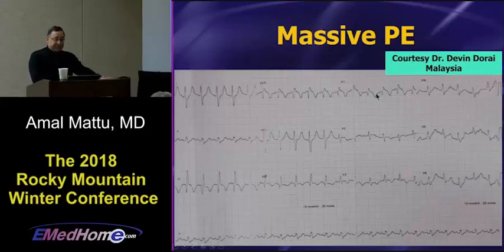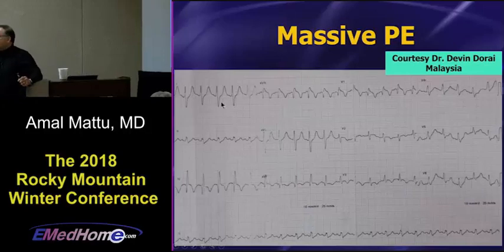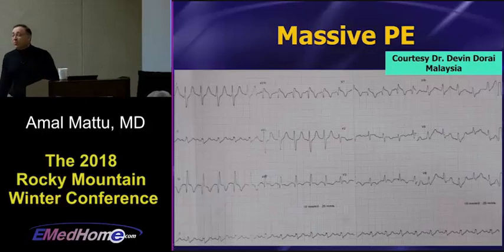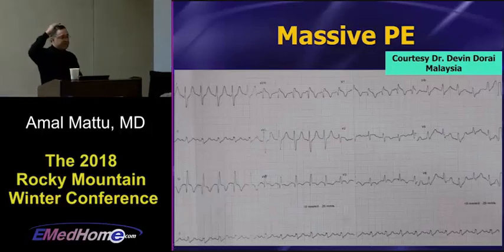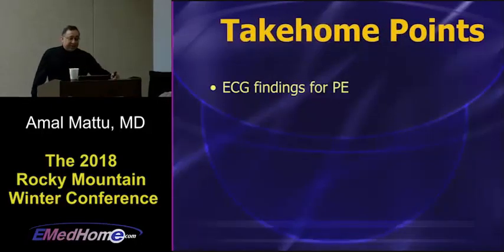Here's another beautiful case. ST elevation in V1, a bit in V2, trying to be in lead 3 also, but aVR and a rightward axis. This is not a STEMI. STEMIs don't tend to produce new rightward axis. When you see ST elevation, think about PE and hyperkalemia.